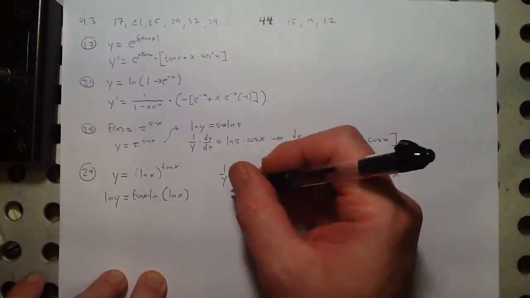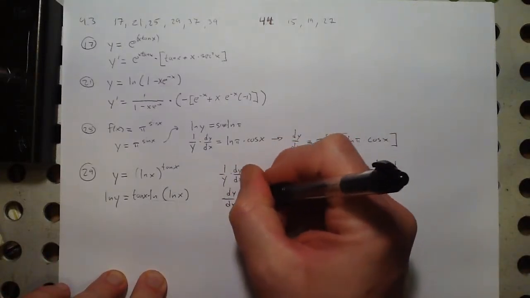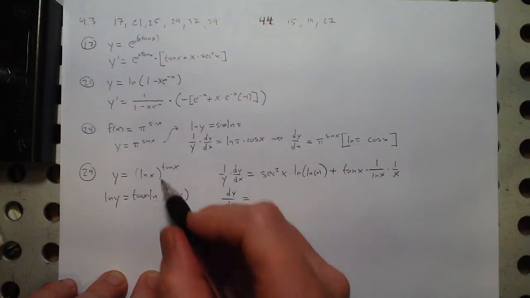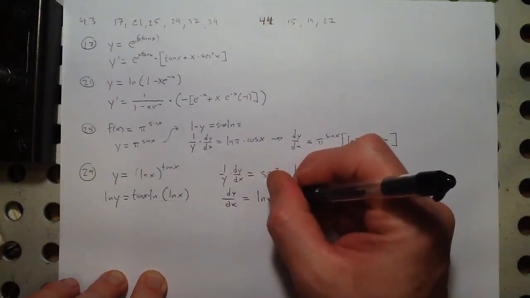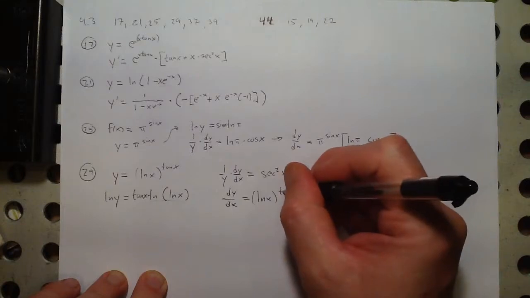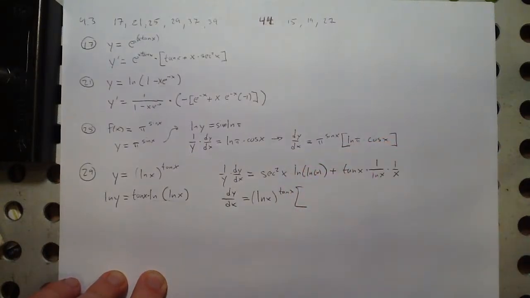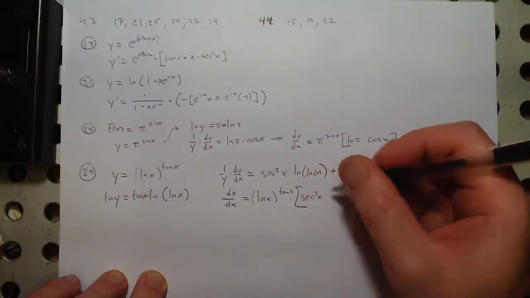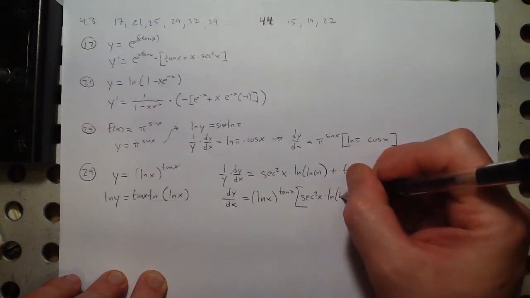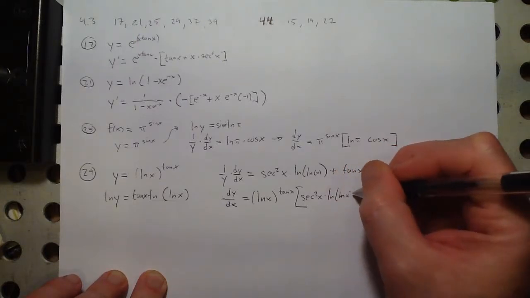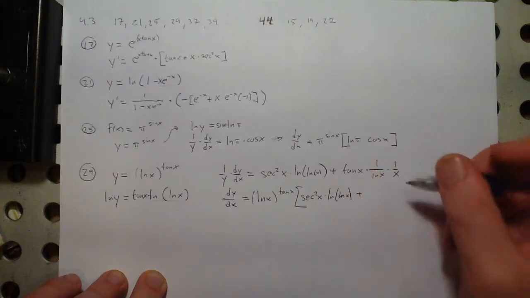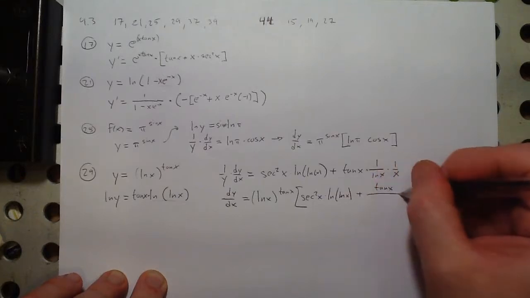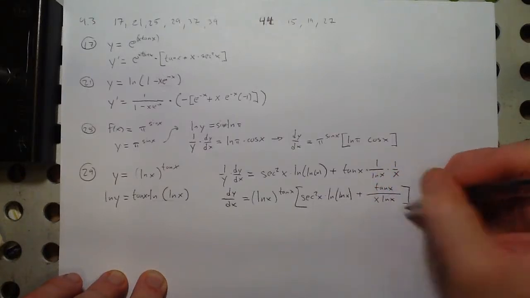And I've got my 1 over y here, so if I want to write this as dy dx equals something, then I multiply both sides by y. I move this to the other side, and y is equal to my original function here, times this whole thing, secant squared x times the natural log of x, plus, and then I guess I could write that as tangent x over x, natural log x.